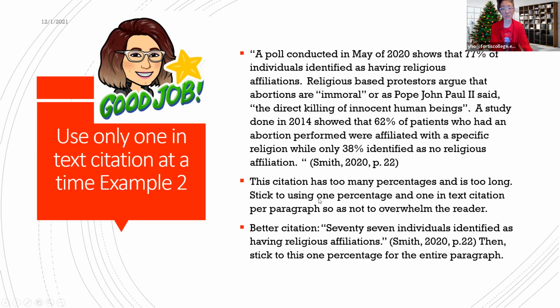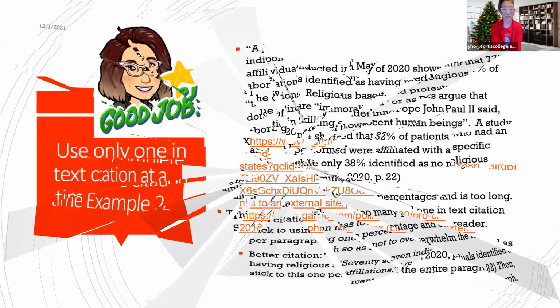And so here you stick to using one percentage statistic and one in-text citation per paragraph so as not to overwhelm the reader. A better citation would be 70% of individuals identified as having religious affiliations while having an abortion. So here you have Smith, 2020, page 22.